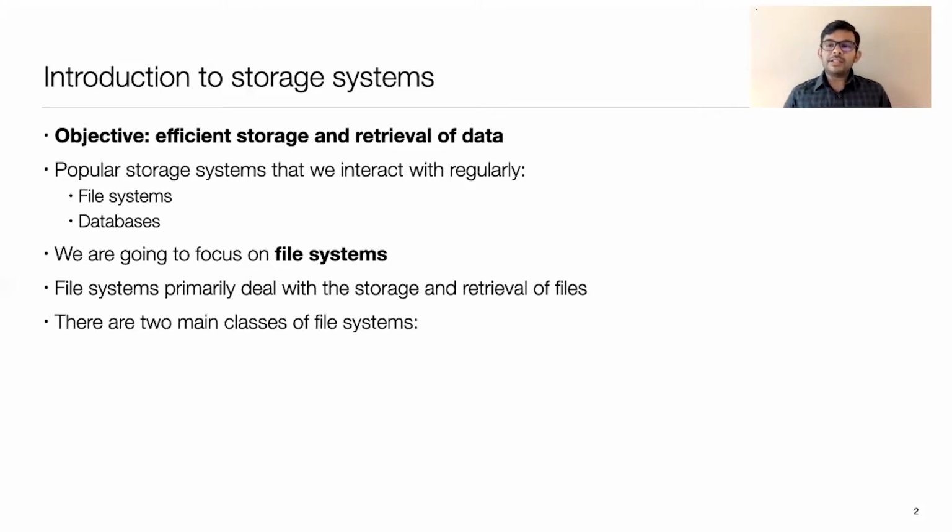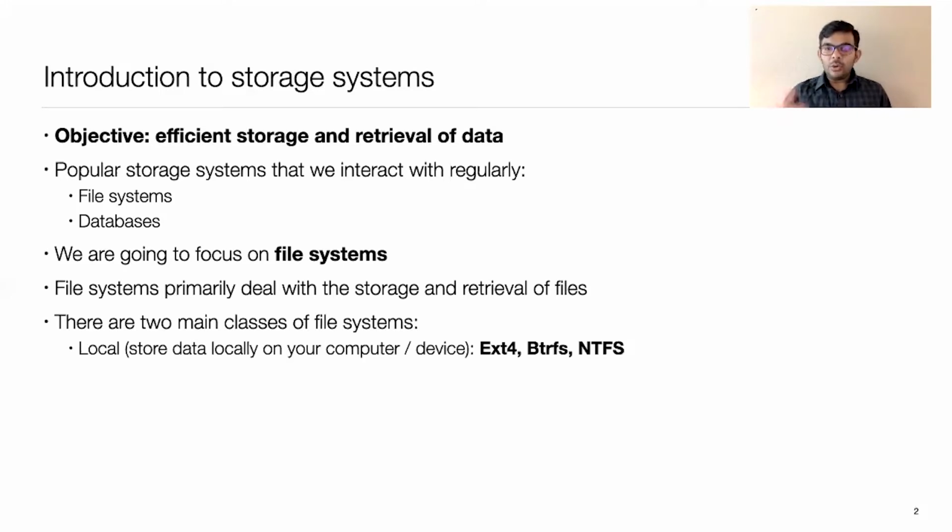There are two main classes of file systems that we interact with regularly. One is the local file system, which is the data, the files that are stored locally on either your computer or your server or your phone, your tablet, etc. Commonly known popular local file systems are ext4, btrfs, ntfs, etc.